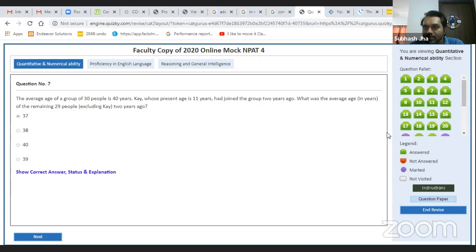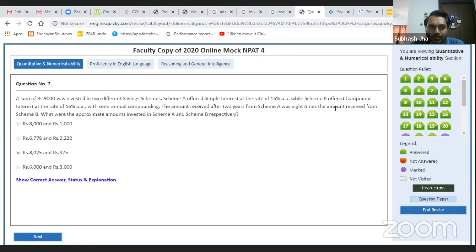Again, if you see the next question also, this is also very interesting to understand. Here a sum of 9,000 was invested in two different savings schemes. Scheme A offers simple interest. Whenever students see these questions, simple interest and compound interest, they feel that this is something they will be able to answer very well because they have learned some formula and they start solving using the formula. There you need to understand and apply common sense. Here it is written that B offered compound interest at the rate of 16% per annum with semi-annual compounding. Semi-annual compounding means every 6 months interest will be levied.